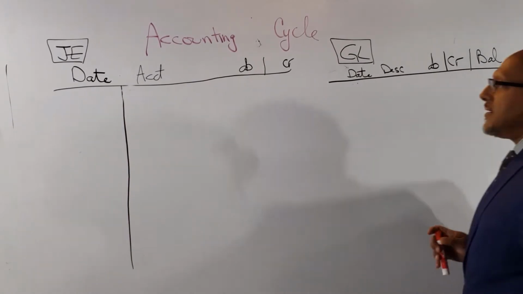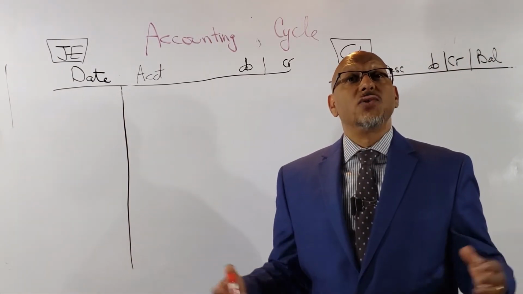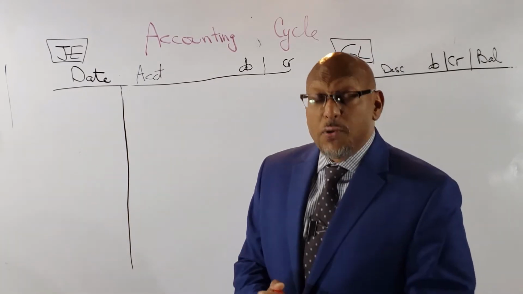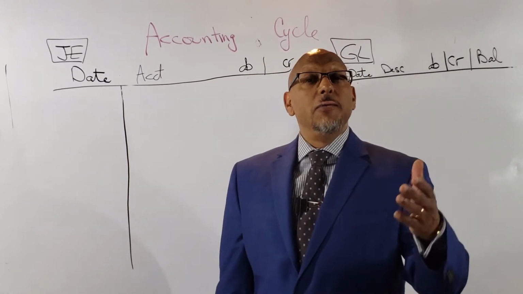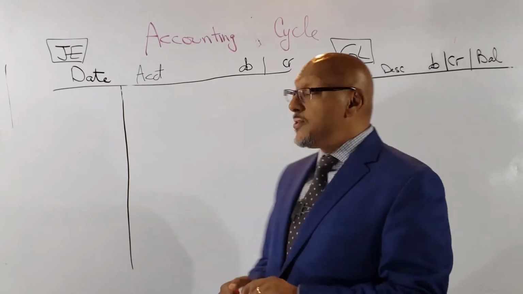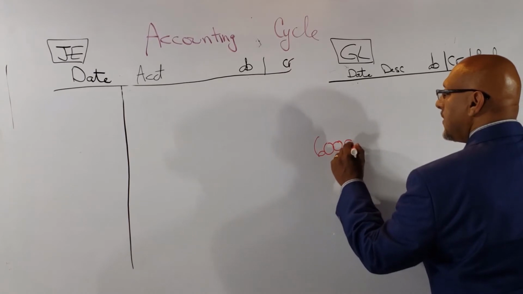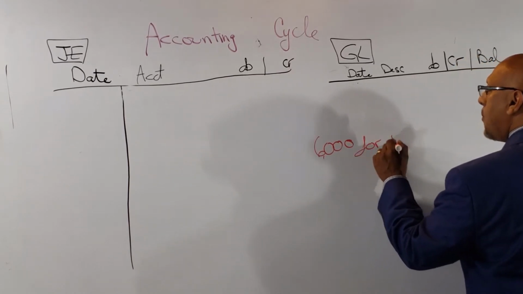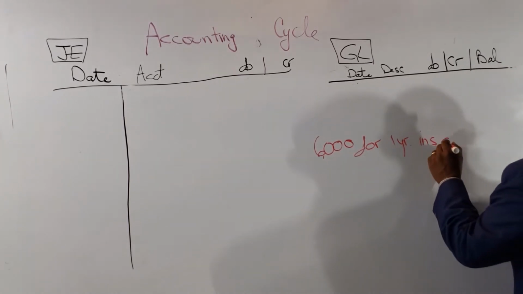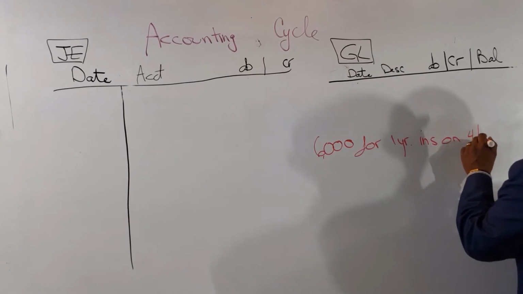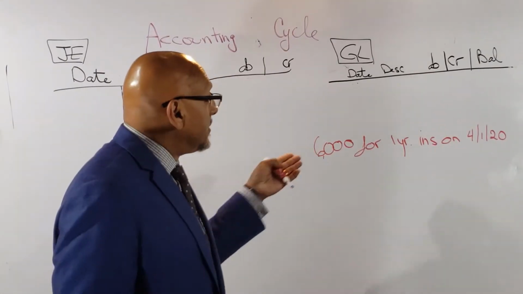So what are some adjustments? Well, we talked before when we did our first cycle, we had a transaction for prepaid insurance. Prepaid insurance was the account we used, and we paid with cash. So we debited prepaid insurance for $6,000. And I'll put that right here so you know what I'm talking about. $6,000 for 1 year of insurance on April 1st. We'll use April 1st as our date.